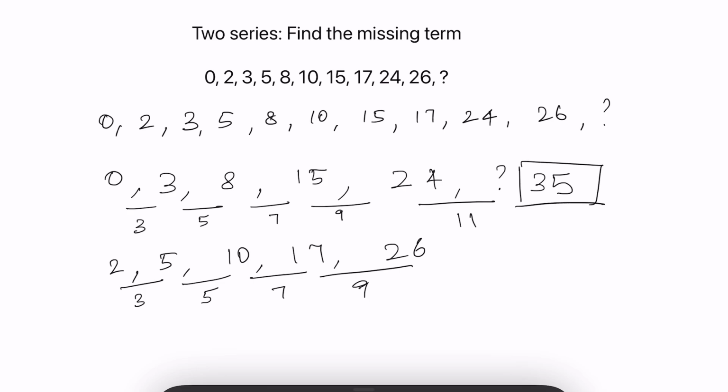So when you get a series like this, try to look at it from different angles to see if you can find a combination of series in a particular sequence, and that will help you to find the missing term.